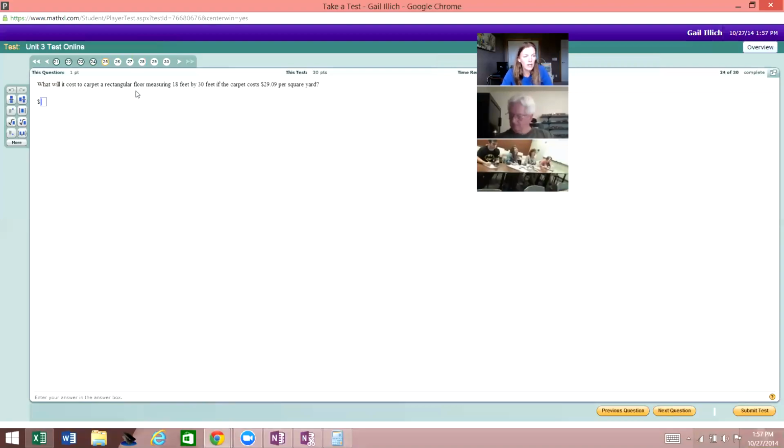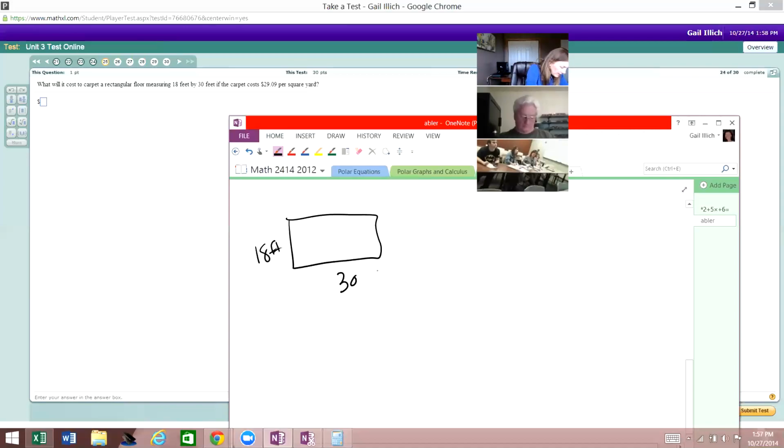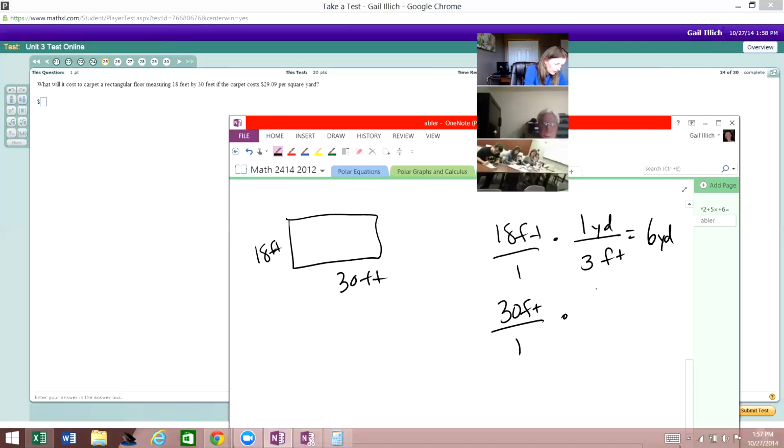$25. What will it cost to carpet a rectangular floor measuring 18 feet by 30 feet if the carpet costs $29.09 per square yard? So again, on this, they kind of catch you because of the yard thing. I think I probably would convert first. So you have 18 feet by 30 feet. It's easy enough to convert. 18 feet, if you put that over 1, and then remember there's 3 feet in 1 yard. So that's going to be 6 yards. And then 30 feet, that's going to be 10 yards. Everybody okay? So you could really think of this as 6 yards by 10 yards.